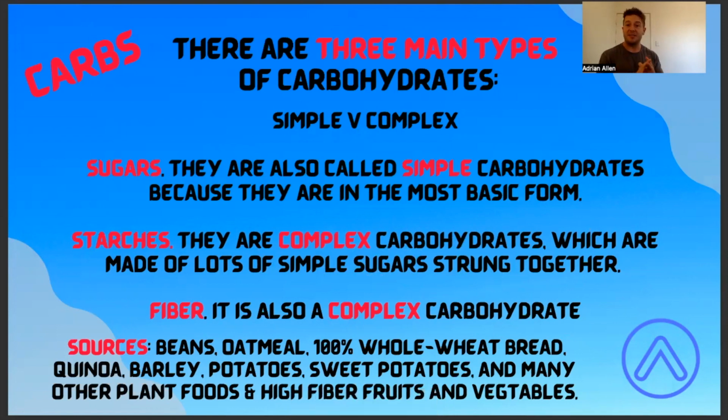Like sweet potato, or potatoes, or what else is there? Rice again, but it needs to be complex. There is more of them bound together, so they digest slowly through the system, not like sugar giving you that big spike. Fiber that we spoke about earlier is also a complex carbohydrate. Our sources of fiber, again, are beans, oatmeal, whole wheat bread, quinoa, barley, potatoes, sweet potatoes, and many other plant foods, and high fiber fruit and vegetables.